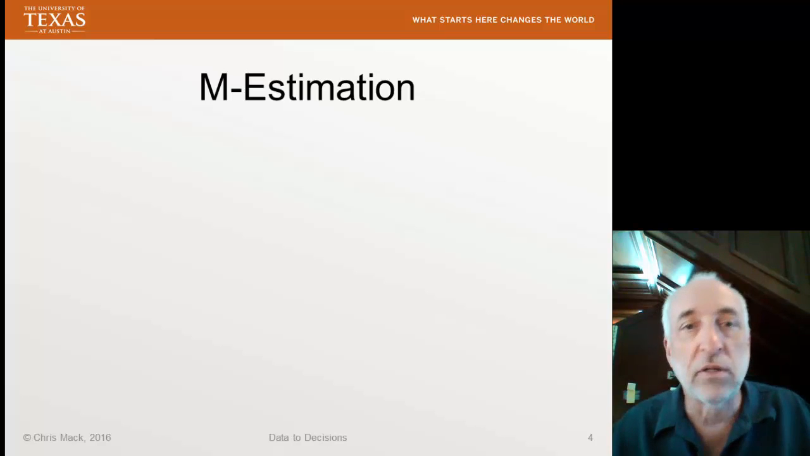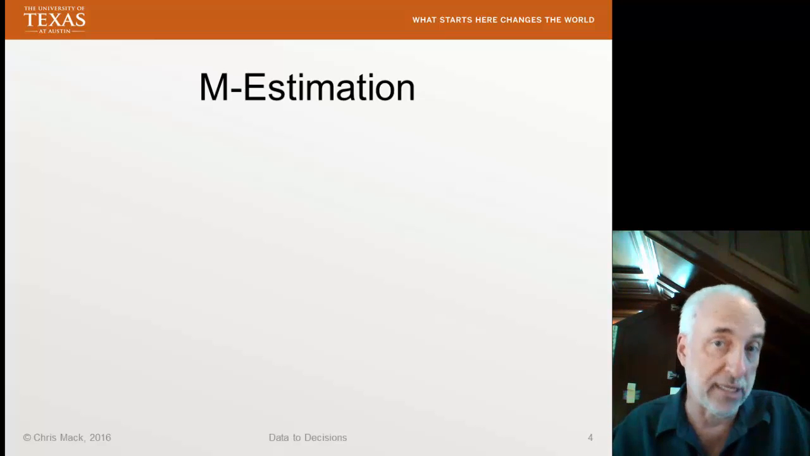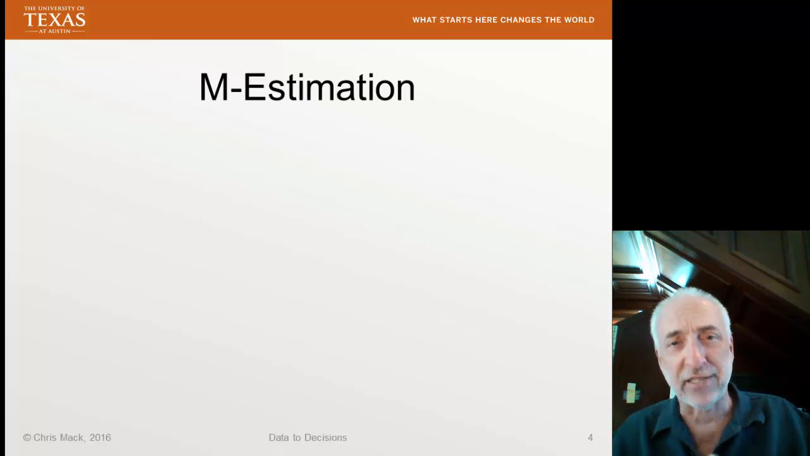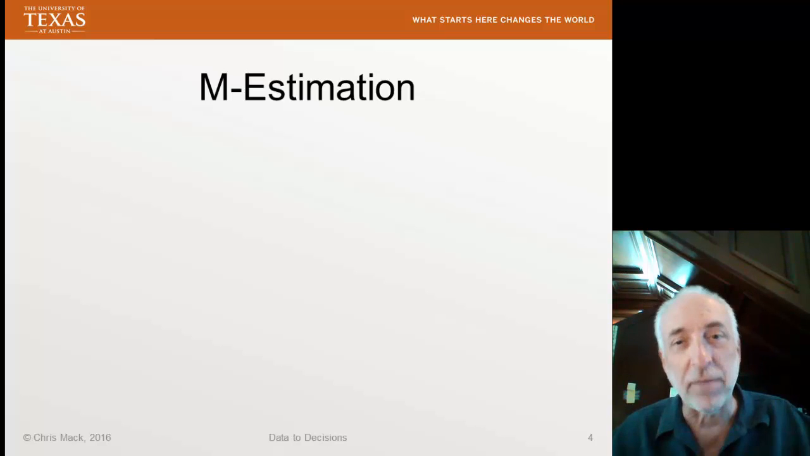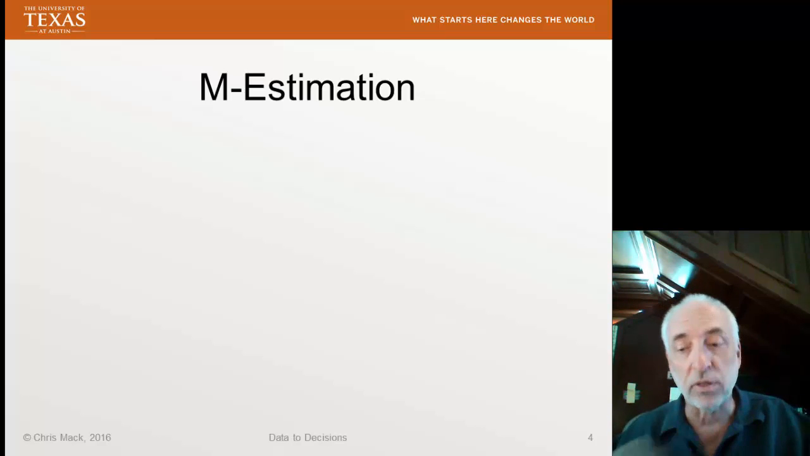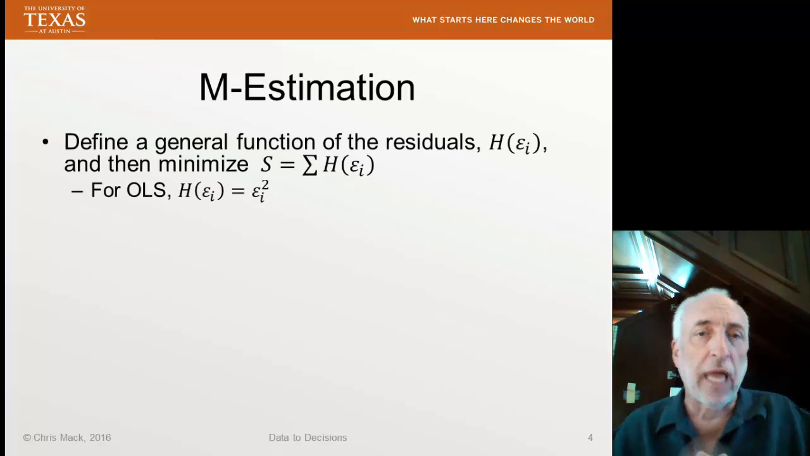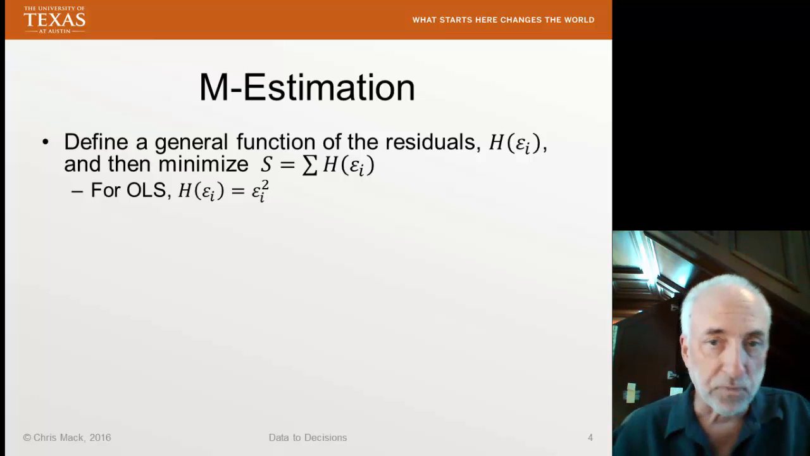Probably the most popular type of robust regression is M-estimation. M stands for maximum likelihood-like estimation. There's also S estimation and L estimation that people have used, but by far M estimation has become the most popular way in which we do robust regression today. This is kind of a generalization of the way ordinary least squares works.